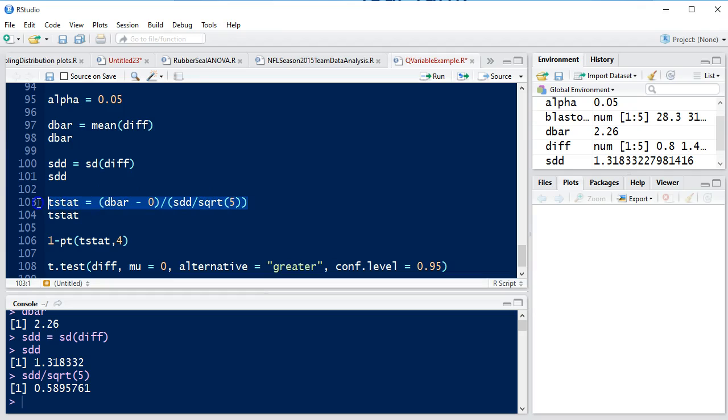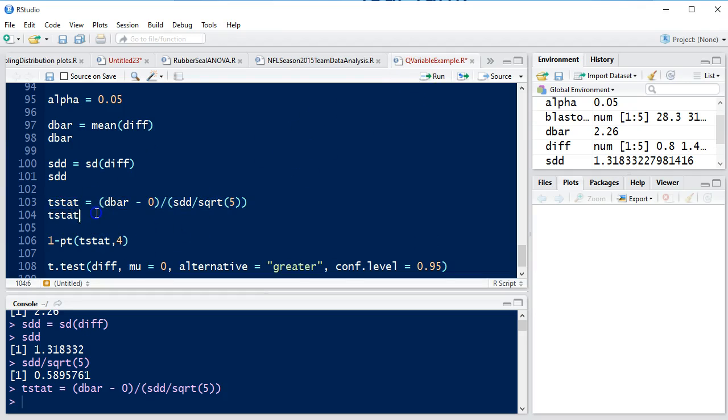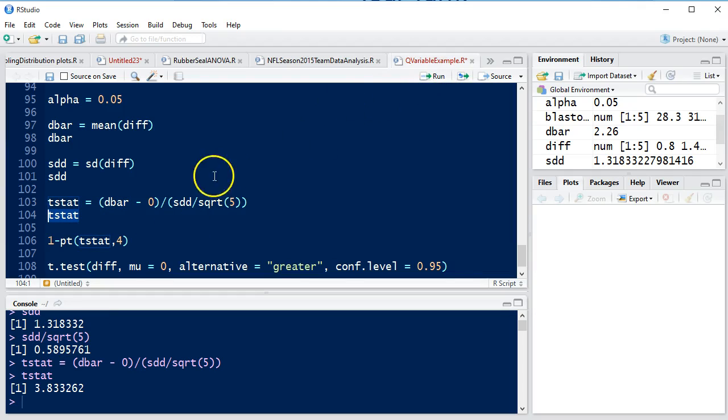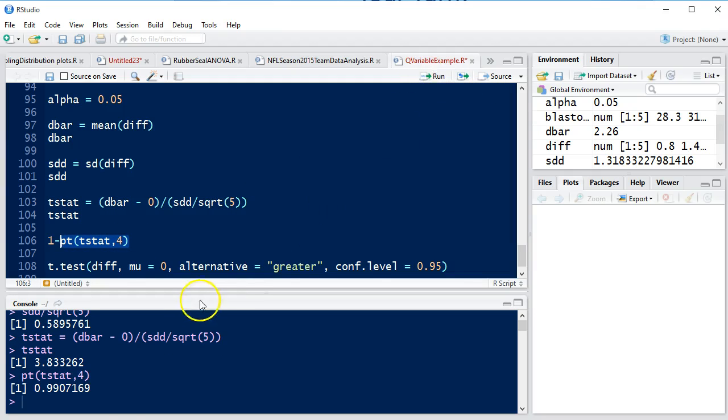And so if we run this entire section, we get our t-test statistic, and our t-test stat is then equal to 3.833. So that is our test statistic. Now, if we want to find the p-value, we can use this command pt. So pt of the test stat, or the t-stat, with 4 degrees of freedom is going to give me the area that falls below our test statistic in a t distribution with 4 degrees of freedom.